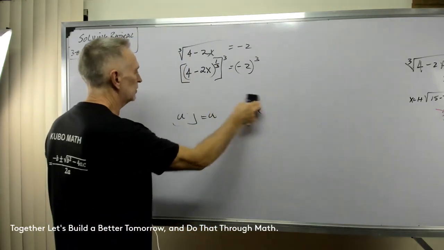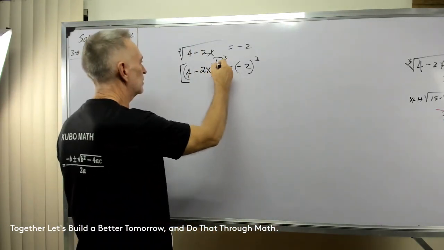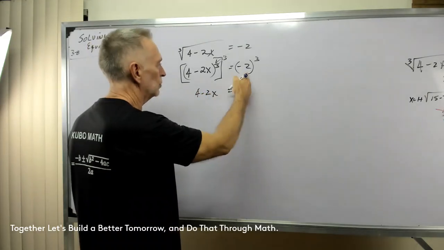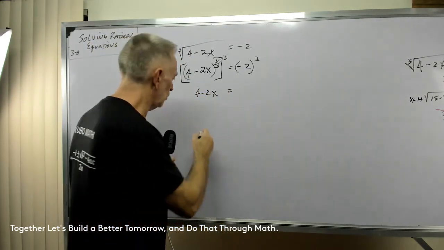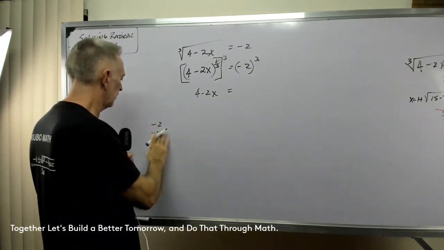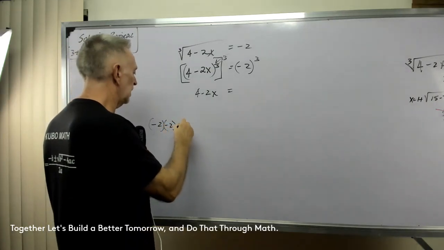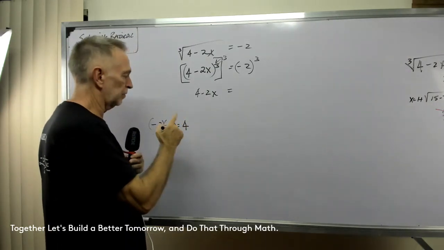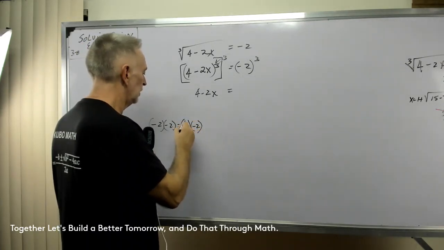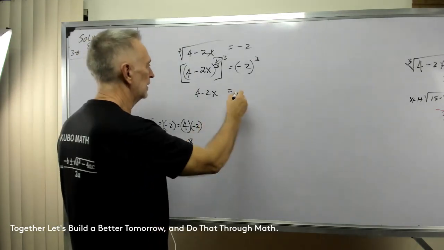So in this case, it just gives me 4 minus 2x. So these all cancel out. 4 minus 2x equals negative 2 cubed. So I have negative 2 times negative 2. That equals a positive 4. Negative times negative is positive. But then that's times negative 2. Positive 4 times negative 2 gives me a negative 8.